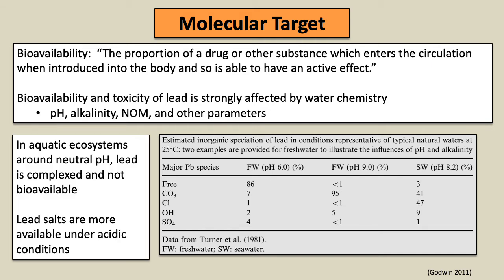When lead is used in industrial processes, in things like lead acid batteries that leach lead into aquatic ecosystems, it will often find its way into water where it can expose aquatic organisms like fish to toxic levels.